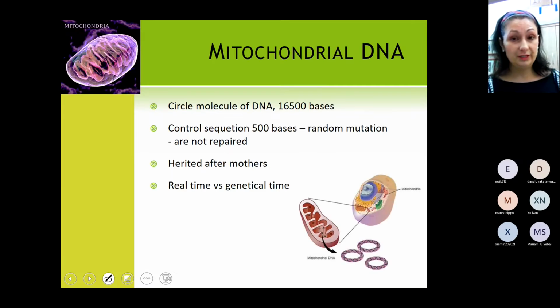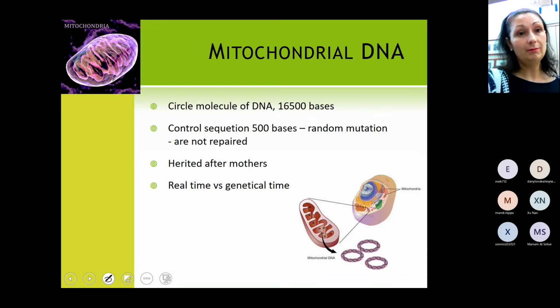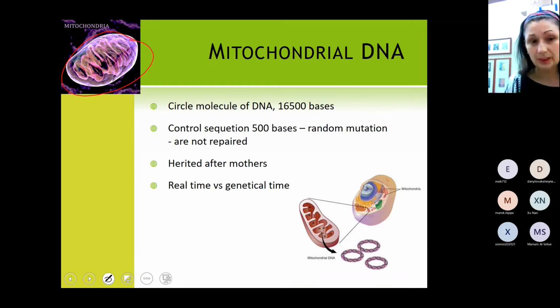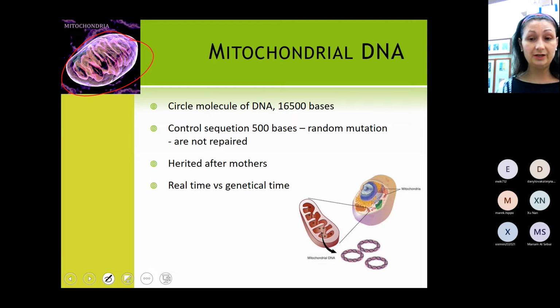What about mitochondrial DNA? You know that we have our chromosomes, our DNA, which is placed in the nucleus, and we also have some DNA which is not placed in the nucleus. This is the external DNA which is placed in our mitochondria. This mitochondrial DNA is not eukaryotic DNA, it's prokaryotic DNA, it's a circle. And we inherit this mitochondrial DNA only from mothers.